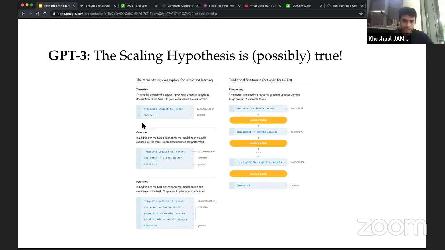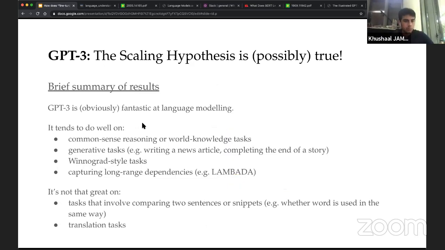such as translation. Now let's have a quick summary of the results, if you don't want to spend too much time on this. GPT-3, it goes without saying, is really good at language modeling, as you would expect. It was trained on 300 billion words or something mental like that. It does very well on common sense reasoning, generative tasks, e.g. writing a news article, Winograd style tasks.